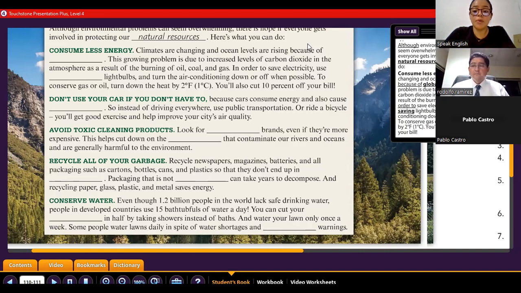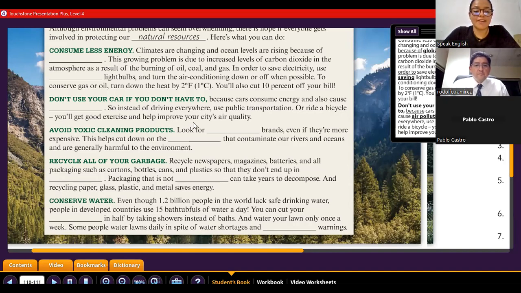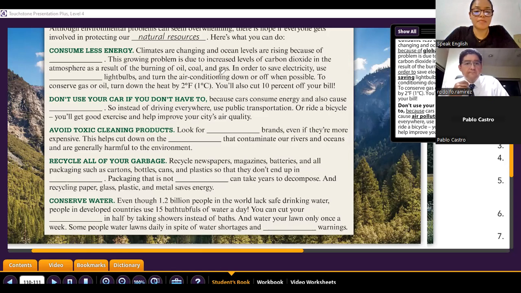Do you have the words in your notebook? Air pollution. Very good. Excellent. Air pollution. Great. Continue. So instead of driving everywhere, use public transportation or ride a bicycle. You'll get good exercise and help improve your city's air quality. Definitely, right? Very good. Excellent. This is the second piece of advice. Which is the second piece of advice? Don't use the car and use instead the bicycle. Very good.